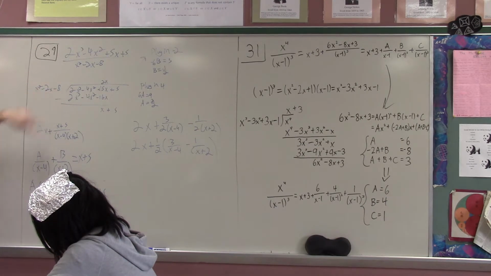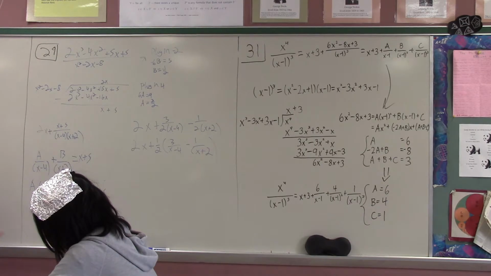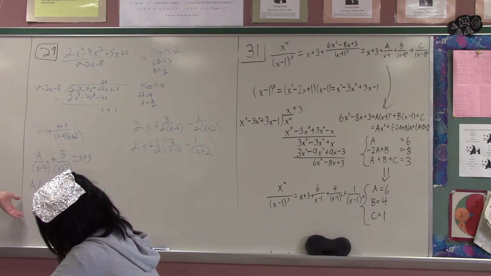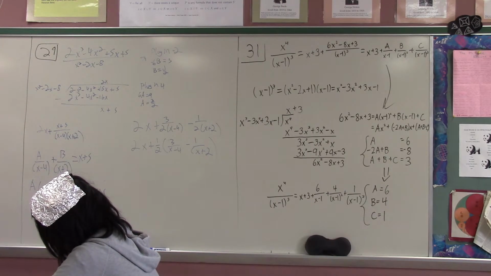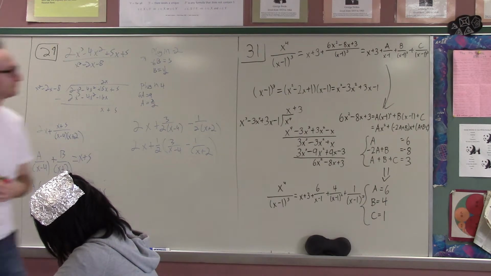He does do the polynomial long division. He ends up with 2x plus x plus 5 over x minus 4x plus 2. And at this point, now it's just a chill partial fractions problem, and he just finishes it off. Cool? Say cool. Cool. Okay.